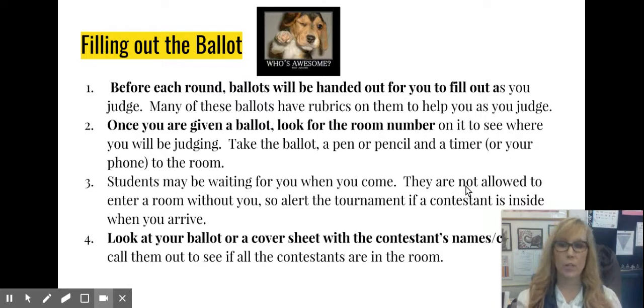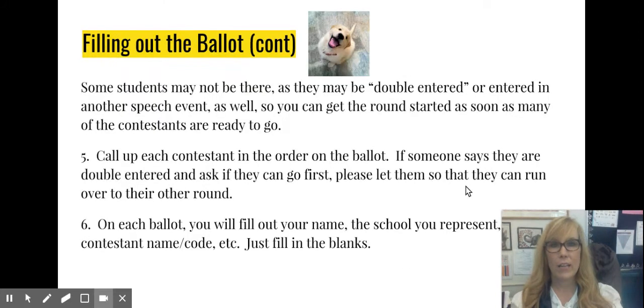All right, next, you're going to look at your ballot or a cover sheet with the contestants' names and codes, and you're going to call them out to see if all the contestants are in the room. That's kind of important, just to see when you're going to get started. Now, some students may not be there, as they may be double entered. This means that they're actually entered in another event as well, and they may be going to that event first and then come in near the end. Sometimes the contestants will actually show up and say, "I'm double entered. Do you mind if I go first?" So even though there is an order, you can break that order when someone is double entered, because they really do need to get to the next round so that we can get all of our kids through and they can go to all of their events.